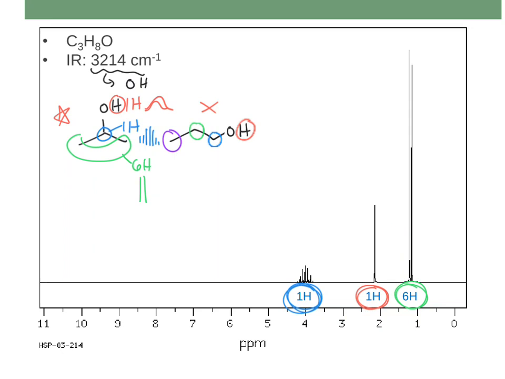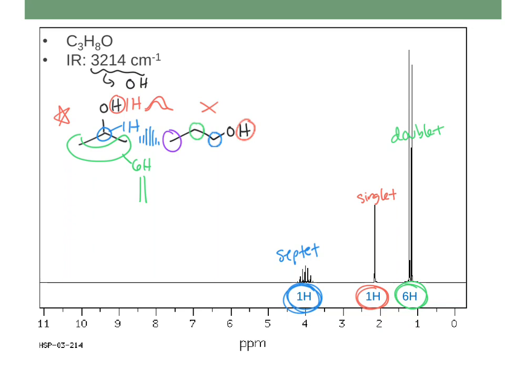So I do see that the blue is a septet. I see that the red is a singlet, and I see that the green one here is a doublet. So all the splittings make sense also.